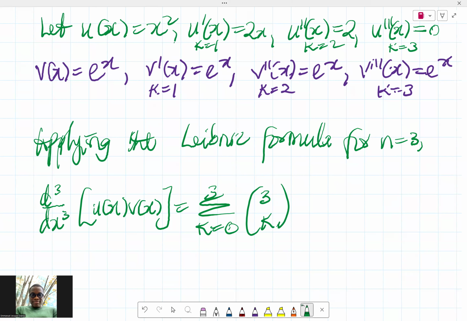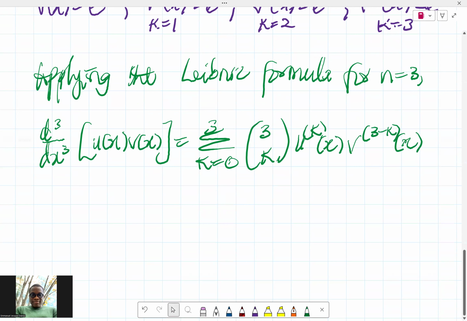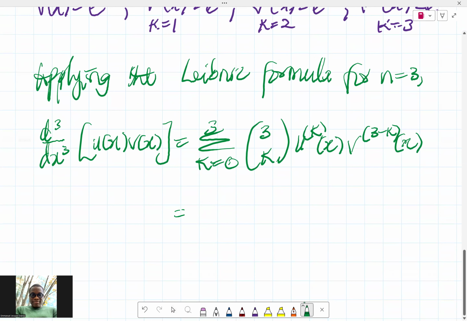Then the kth derivative of u of x multiplied by the 3 minus kth derivative of v of x, basically. So let's break that down. Let's expand that and see what that gives. So first of all, you have 3 combination 0, and then because the derivative is 0 here, that's like u0 of x, v 3 of x. That's the third derivative for sure.